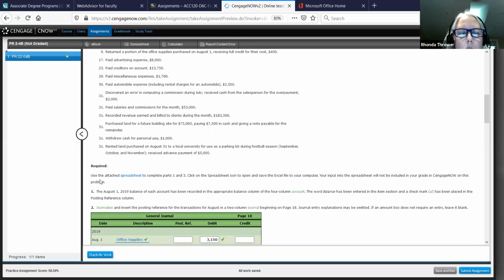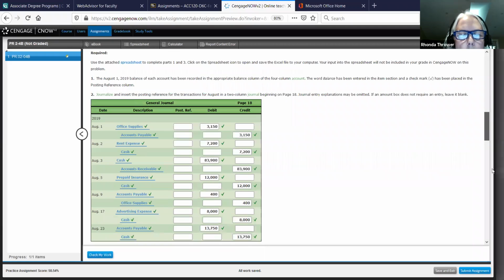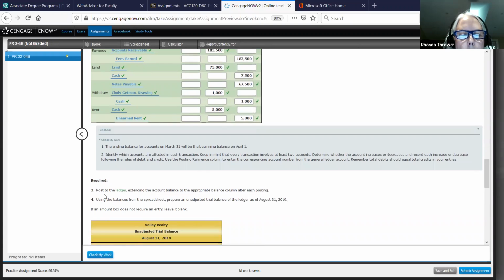It says under the requirements, use the attached spreadsheet to complete parts 1 and 3. Part 1 says that on August the 1st of 2019, the balance of each account has been recorded in the appropriate balance column of the 4-column account. The word balance has been entered in the item section and a check mark has been placed in the posting reference. That's the first part, and it's already been done for you on this spreadsheet. What we're going to be working on now is part 3, which is posting to the ledger and extending the account balance to the appropriate balance column after each posting.